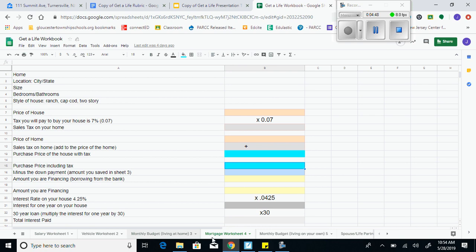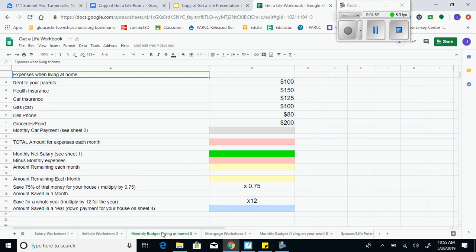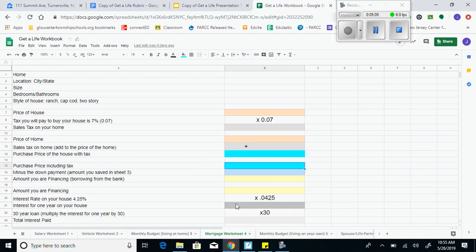The down payment. You have to go to sheet 3. Sheet 3, you had a number down here in line 20. How much money did you save? In the last video, I saved $16,412.22. That amount that I saved is my down payment. I'm going to put that towards buying my house.